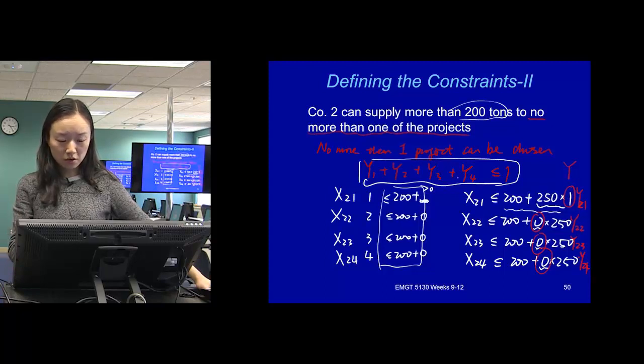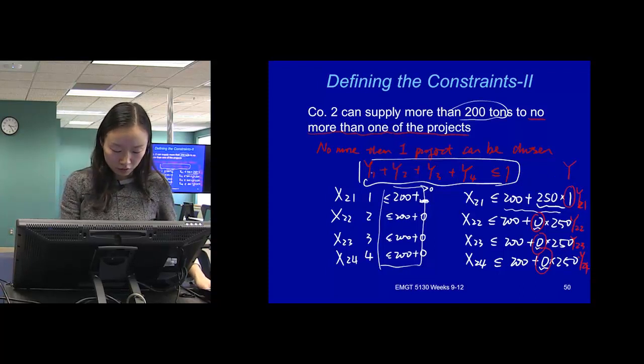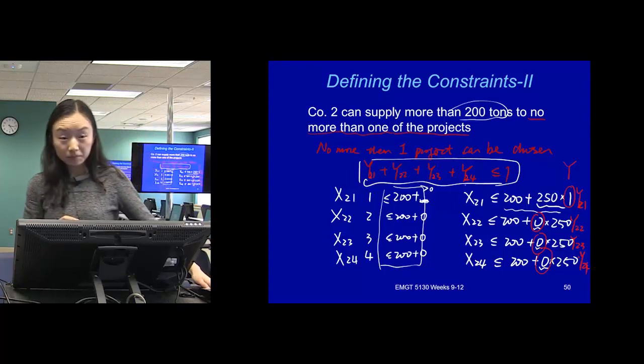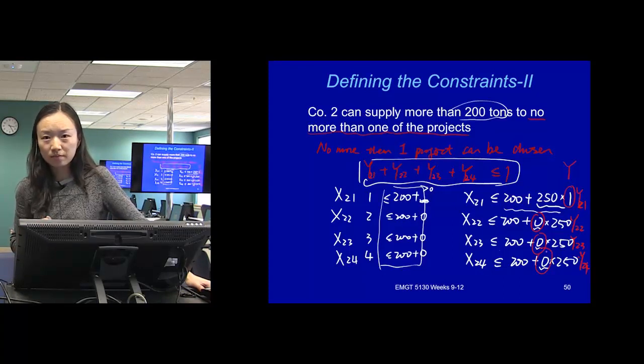using this constraint here. We're saying that, okay, y21, 22, 23, and 24. So we are saying that only one of the y here will be 1. No more than one y will be 1. So that doesn't matter. You can shuffle between these projects, and only one of them will receive. One of them will be less than or equal to 200 plus 250, and the other will all be less than or equal to 200 plus 0.